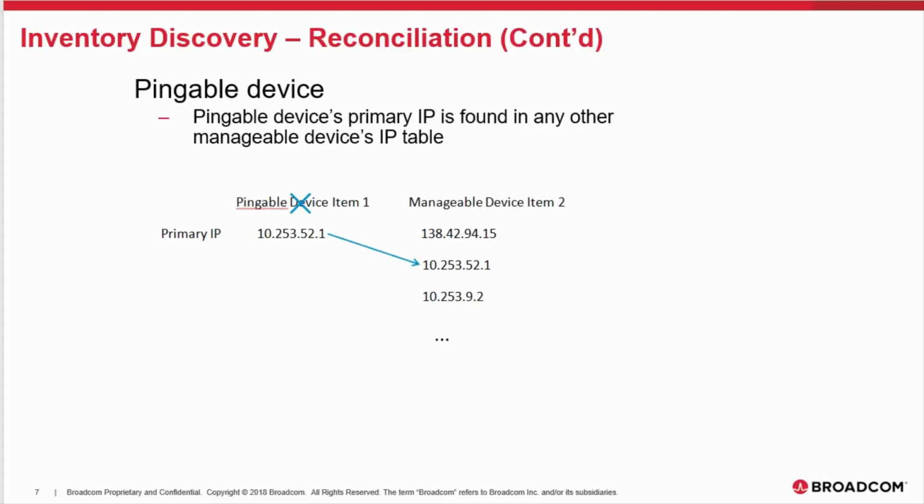There could be a situation where an IP of a pingable device is found in another managed device's IP table. So it's a case of device duplication, and data reconciliation will not create a pingable device item. In this way, logic behind inventory reconciliation is set to ensure a single device item is displayed, even though separate inventories are coming from separate sources in DX NetOps Manager.